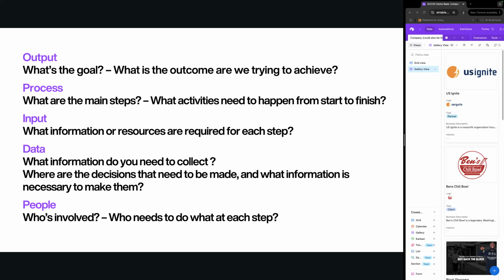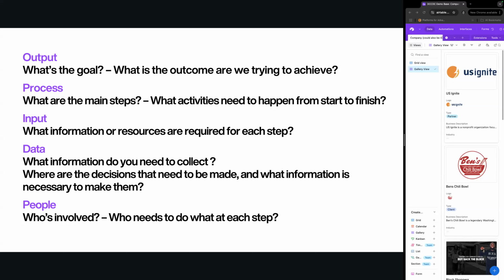So as you begin working on this process of what your sales workflow looks like, here are some really great questions to get you started. Output: what's the goal? You usually want to start from what you're trying to achieve and not your inputs. It can be kind of hard to think about that abstractly. So what's the goal? What's the outcome we're trying to achieve?